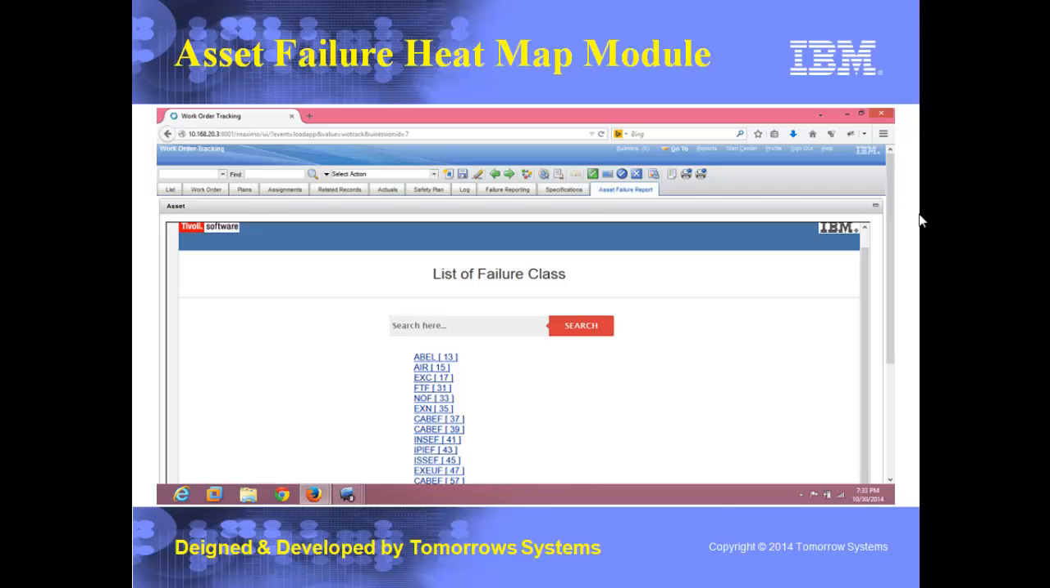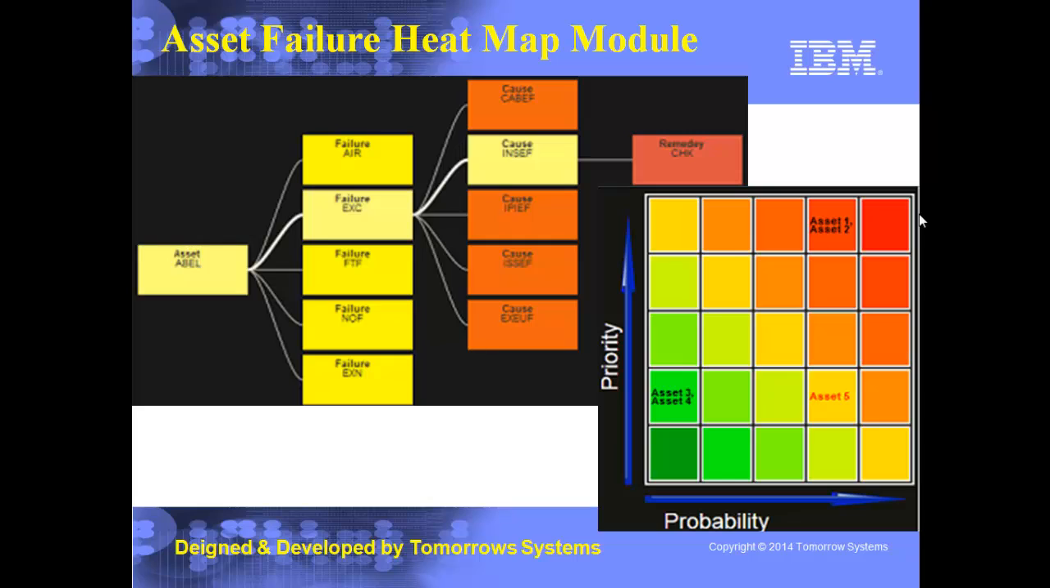Now you can see the first view of our product. It is representing the list of failure classes. A failure class is the parent of failures that can occur to the asset. This is search enabled with pagination. If we select a failure class, it navigates us to a detail view. This represents the failure class, failure, cause and remedies one-to-many relation in a tree hierarchy view.